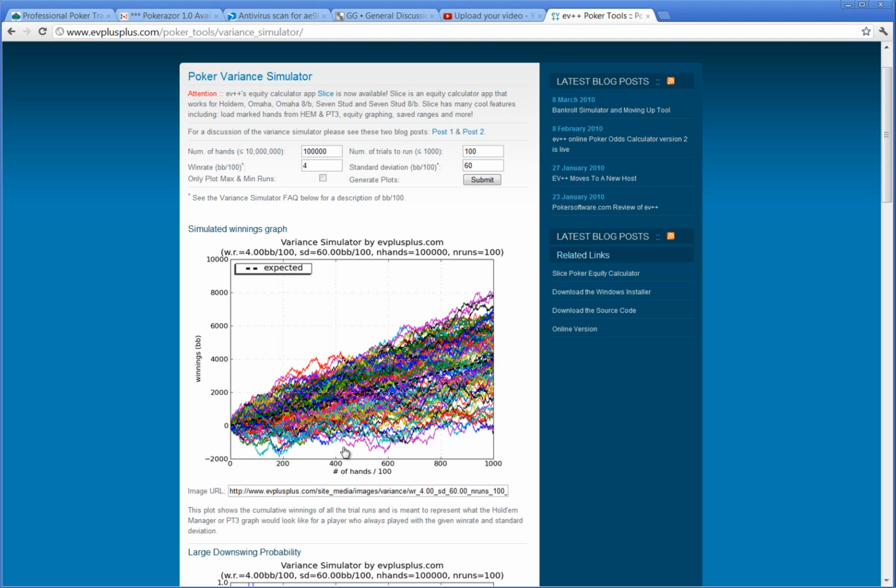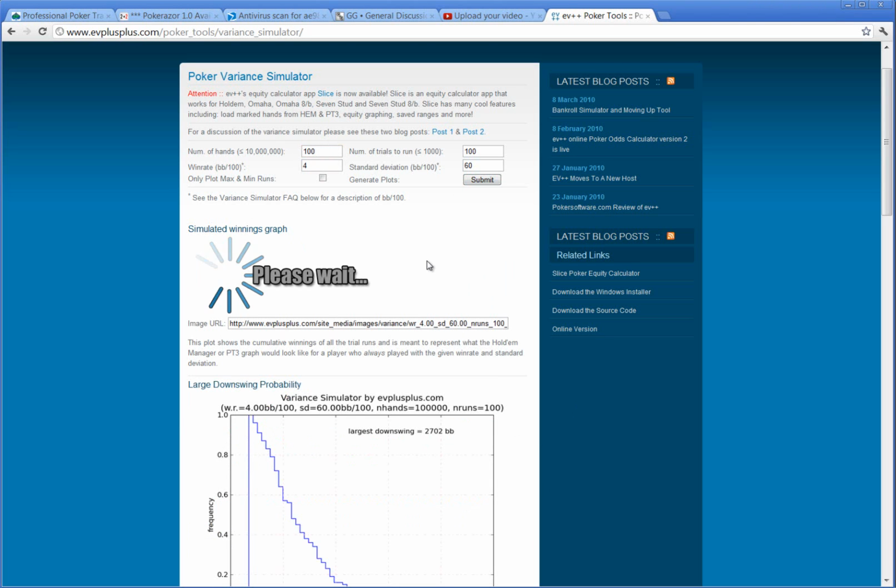Yeah, you can see that some of these lines spend a lot of time below 0 and even end below 0 after 100,000 hands. On the other hand, it's possible that you end up well over the expected. This dotted line is where you're expected to be. But when I play 200 hands, well, I've been playing 100 hands in a video. So let's just look at what the expected results would be in a 100 hand video.